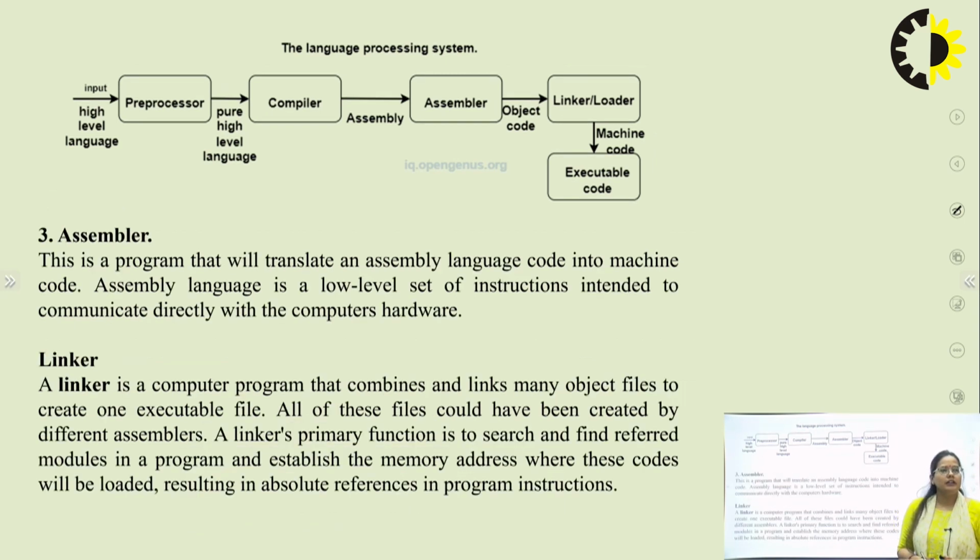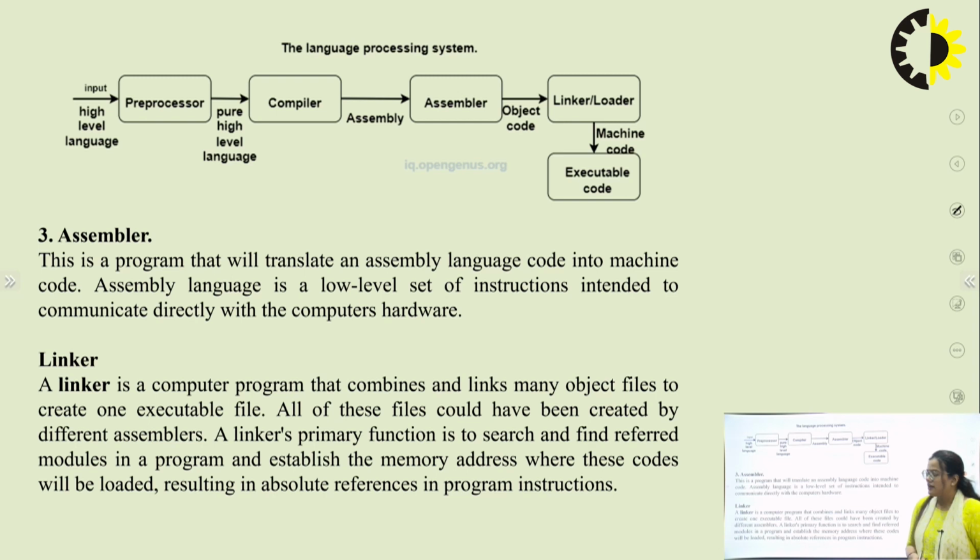Okay, third component is assembler. This is a program that will convert assembly language code into machine code. Assembly language is a low level set of instructions intended to communicate directly with the computer hardware. So source code will be written in assembly language for the assembler.